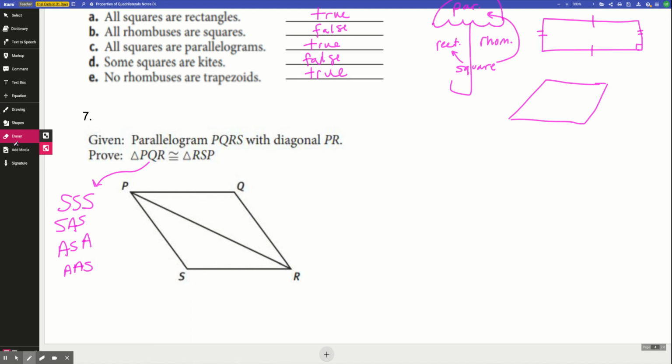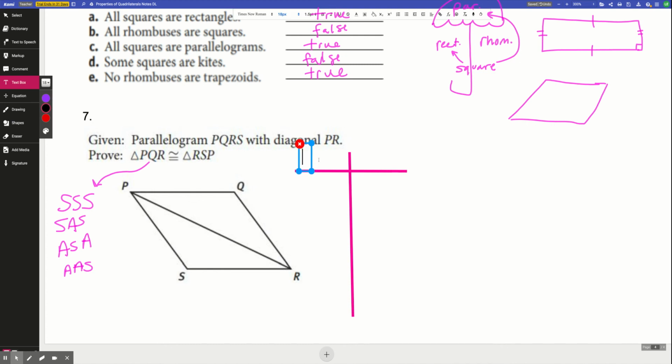Okay, so I'm going to do it a couple of different ways with a couple of different things that'll be marked. Okay, so I'm going to do this one in pink here. All right, so I have my statements here, and then I have my reasons here. Okay, so we're starting with a parallelogram. Okay, so that would be like step one.